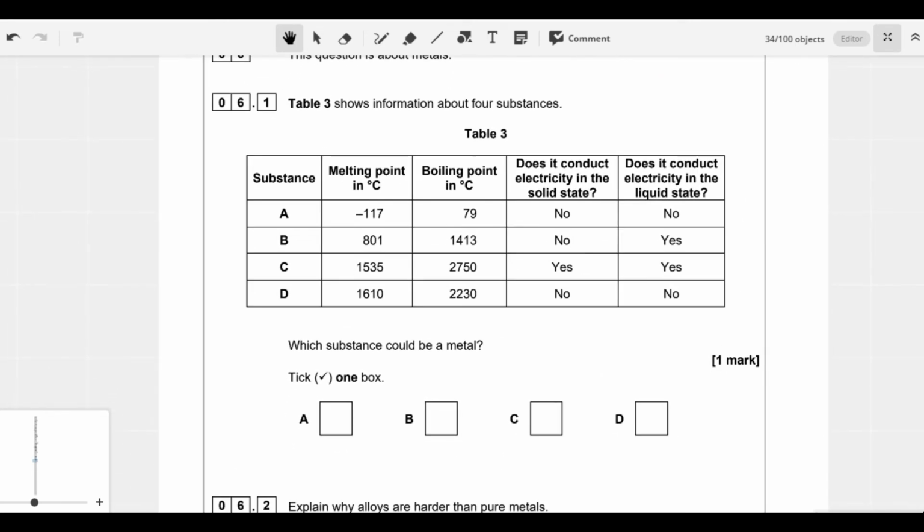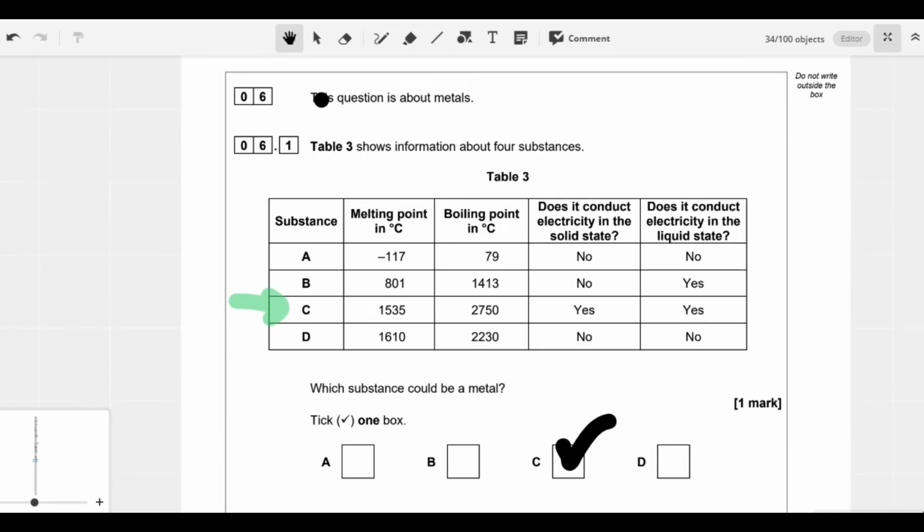So this question is about metals, and here table 3 is shown. Which substance could be a metal? You know that a metal probably has a high melting point, high boiling point, conducts electricity, and also conducts electricity in the liquid state. So it means option C is correct. So you have to click on option C.